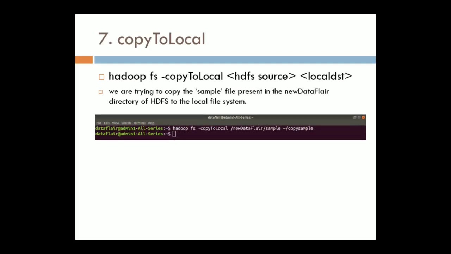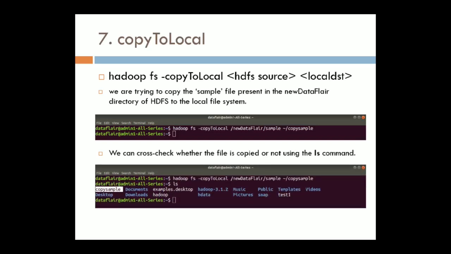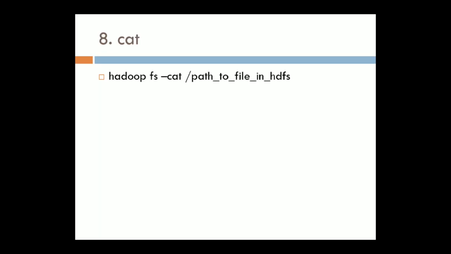Now what we are doing here is trying to copy the sample file present in the data flare directory in HDFS to the local file system. So again you can see what I have done, copyToLocal. This is my command, where new data flare sample goes to copy sample. See here, this is the way we can do it. We can cross-check whether the file has been copied or not by using the ls command. Here copy sample, you are able to see it under the directory copy sample. Yes, so this is how it is working.